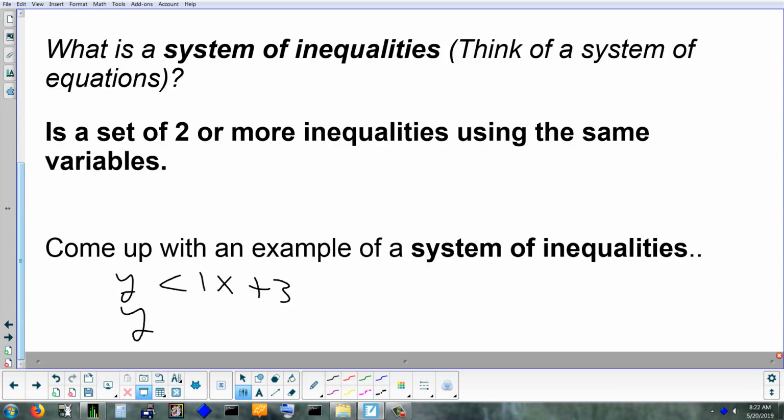All right? So let's put another one. Y is greater than negative 4x minus 8. There you go. That's a system. This would be an easier system to do because it's already got y by itself. If it didn't, you'd have to fix it. Okay? So any questions on what a system is? Okay.